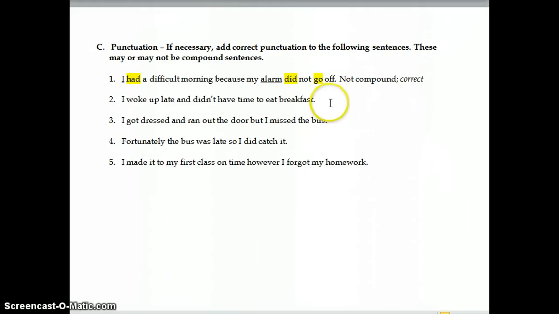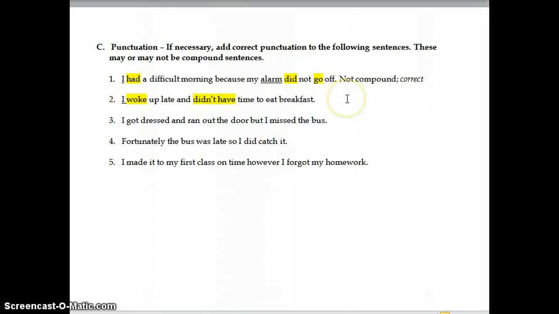So let's look at this next example here. I woke up late and didn't have time to eat breakfast. Again, we have no prepositional phrases. We've got the verb woke. And who woke up late? I did. I is the subject. We also have these verbs here: didn't have, helping verb didn't, and main verb have.